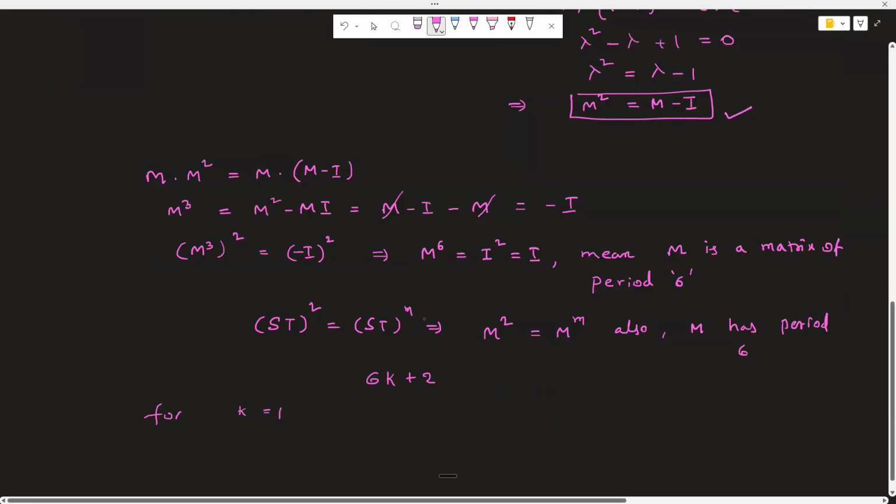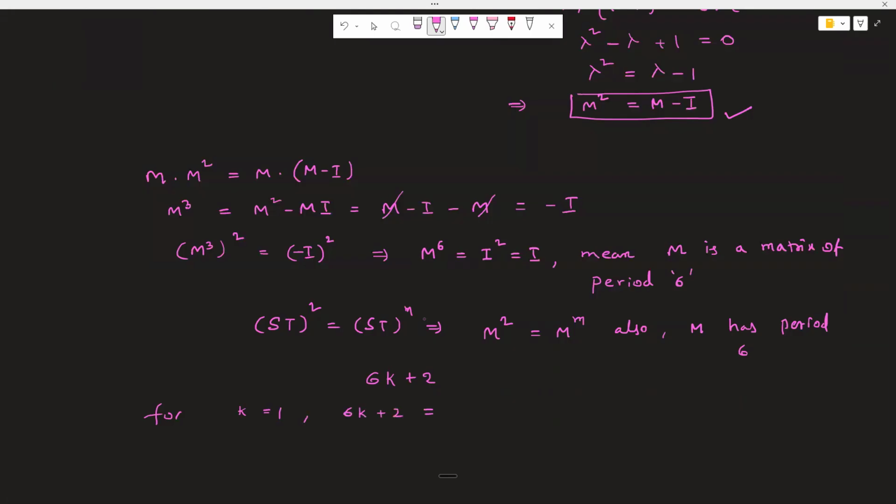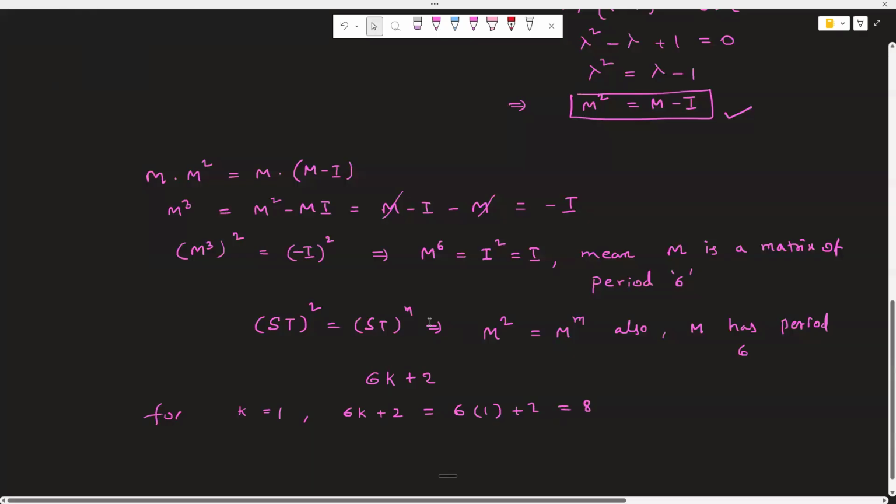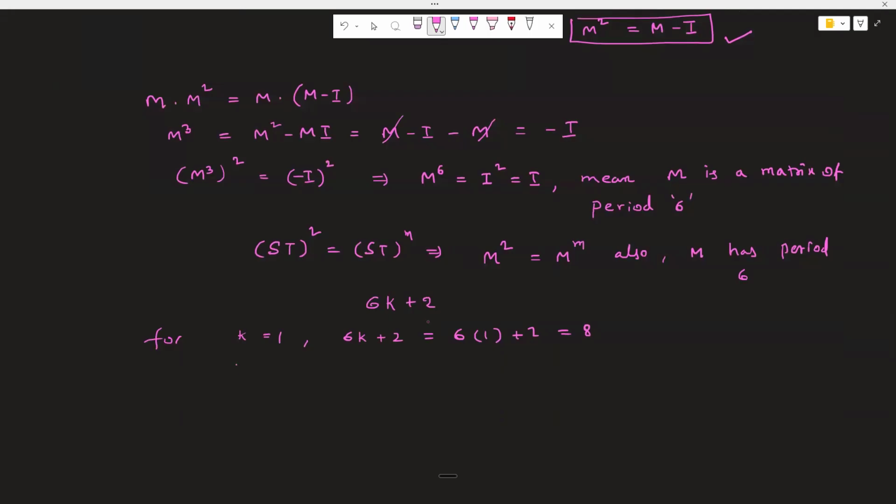For example, take k equal to 1. And let's calculate 6k plus 2, how much it is showing. Of course, it is showing 8. Yeah, for k is equal to 1, it holds true. What about the remaining values? Let's verify that too. So if k is equal to 2, why I am writing 6k plus 2? Because the left side is 2 and this one is m. So that's why 6k plus 2 I took. Of course, you can also take 6k minus 2 is also valid.